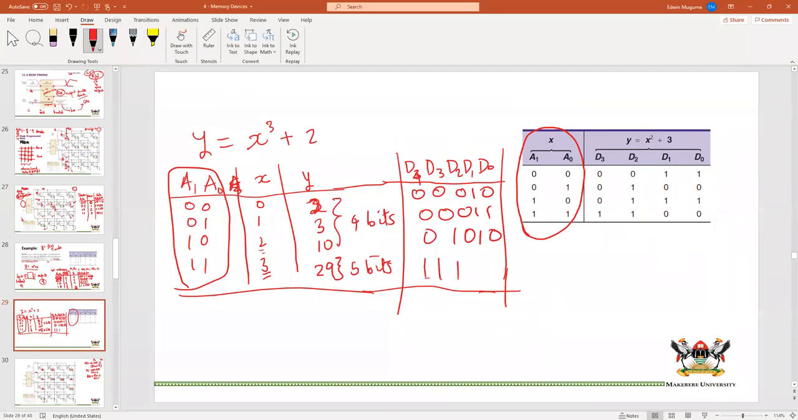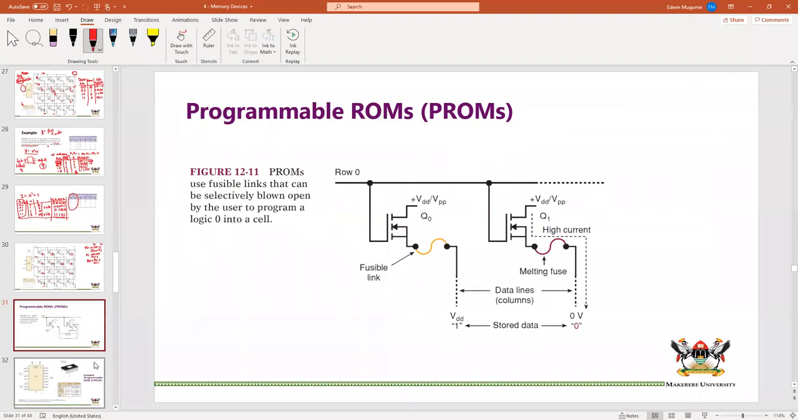One, one, one, zero, one. Okay, so you have your table like this. This shouldn't be ambiguous. Okay, let's move on.